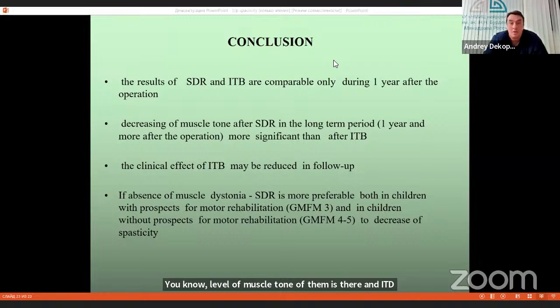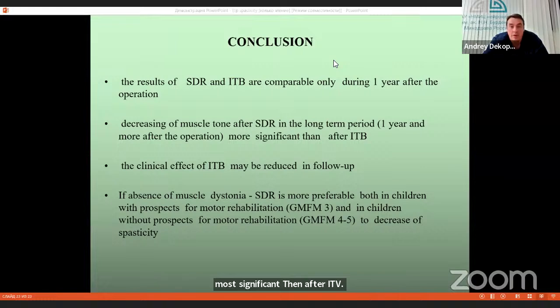So we can conclude that the results of SDR and ITB are comparable only during 1 year after the operation. The decrease of muscle tone after SDR, in the follow-up of 1 year and more after the operation, is more significant than after ITB.